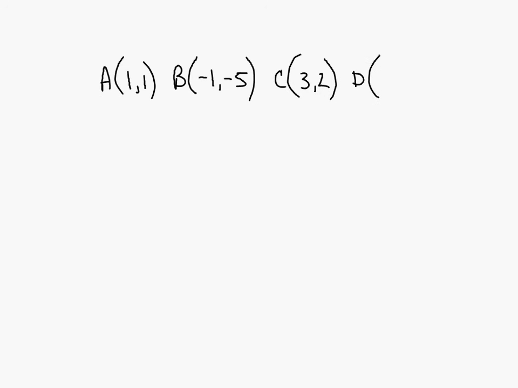Determine whether AB and CD are parallel, perpendicular, or neither. A is at 1, 1. And B is at -1, -5. Point C is on a line at 3, 2. And point D is on a line at 6, 1. So are they parallel, perpendicular, or neither? This is line AB and line CD. So find the slope of each line, right? Find the M and compare it.